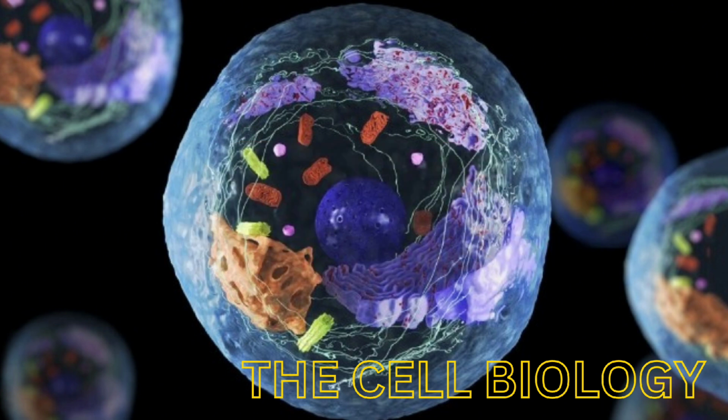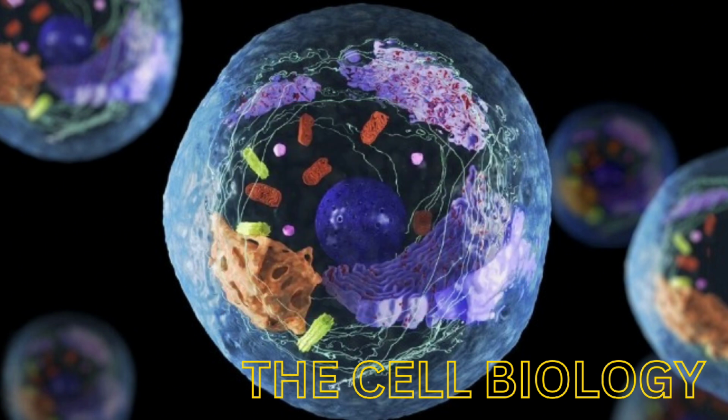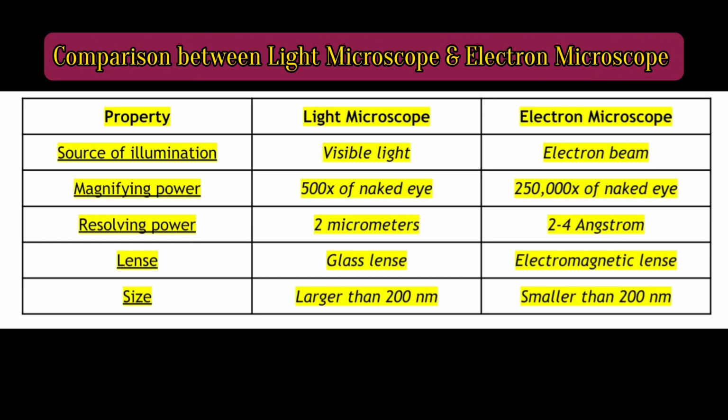There are various kinds of microscopes depending on the source of light. For example, the light microscope, in which visible light is used as the source of illumination. Then we have the X-ray microscope, in which short wavelength X-rays are used as the source of illumination. And finally, we have the electron microscope, in which an electron beam is used as the source of illumination. Now there's this comparison between the light microscope and the electron microscope that you must be aware of.